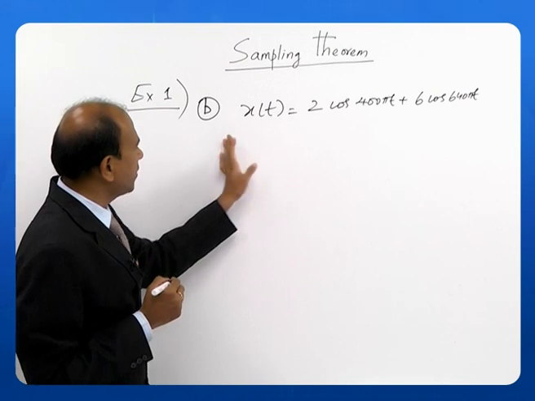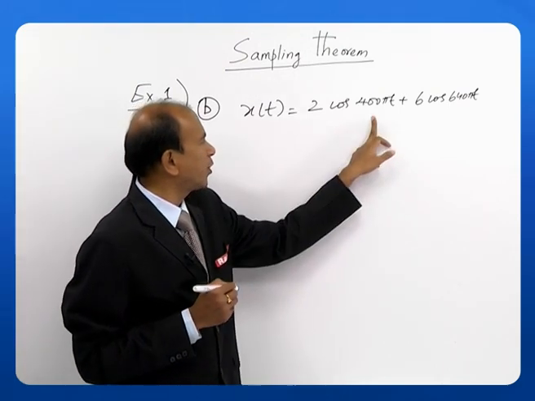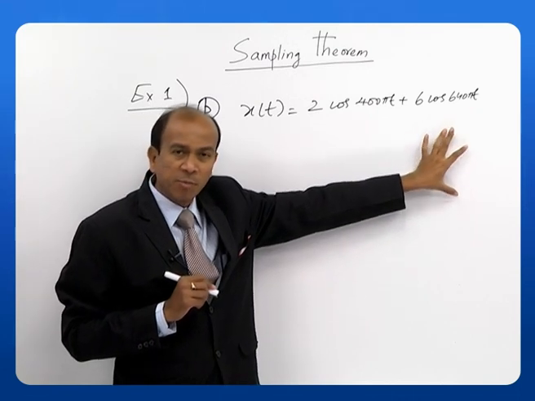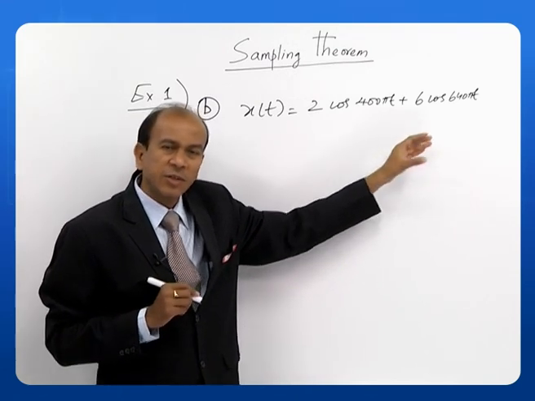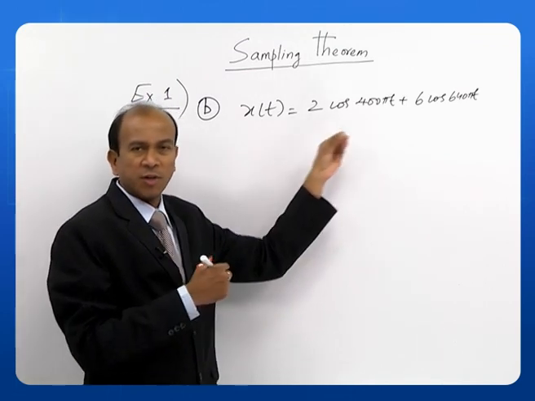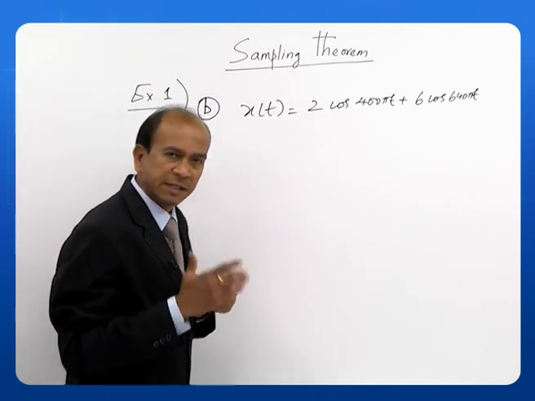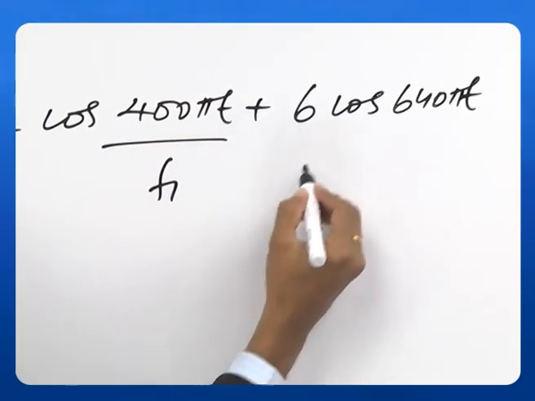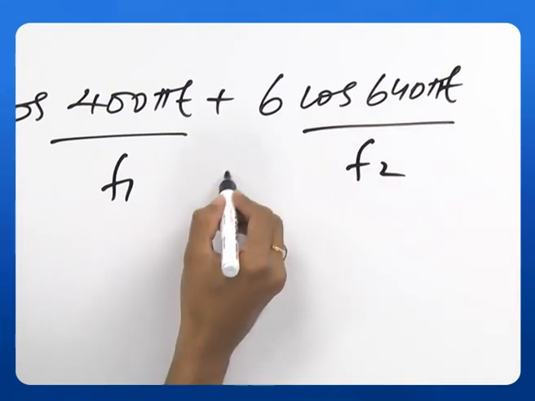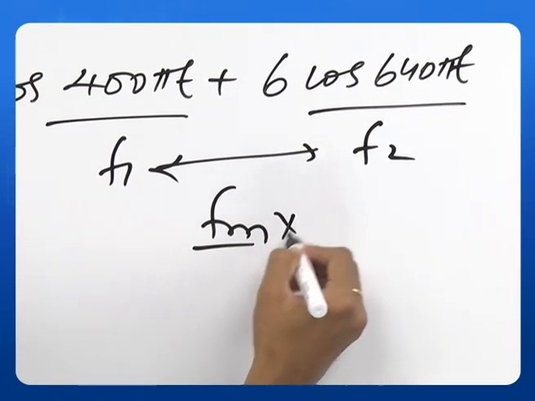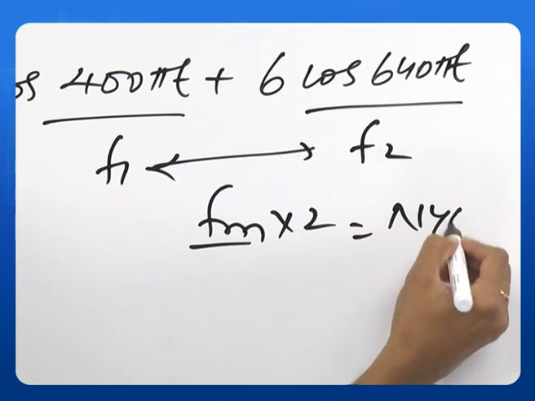What is given? X of t is equal to 2 cos 400 pi t plus 6 cos 640 pi t. This is almost the same question as we have done in part A. Let us do this as a practice question, so that within 1 or 2 seconds you can finish answering this type of question. You can calculate f1 from this, you can calculate f2 from this, then compare these two, then you will get fm, then multiply that fm by 2, and you will get the Nyquist rate.